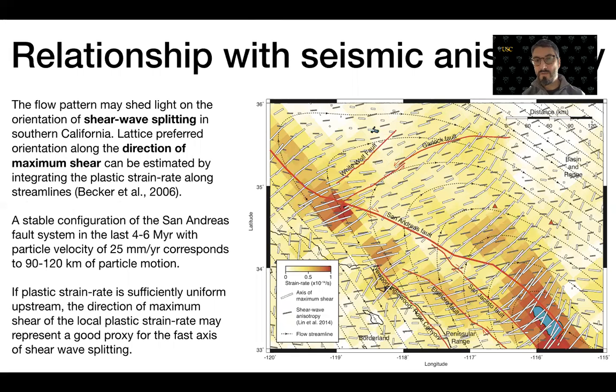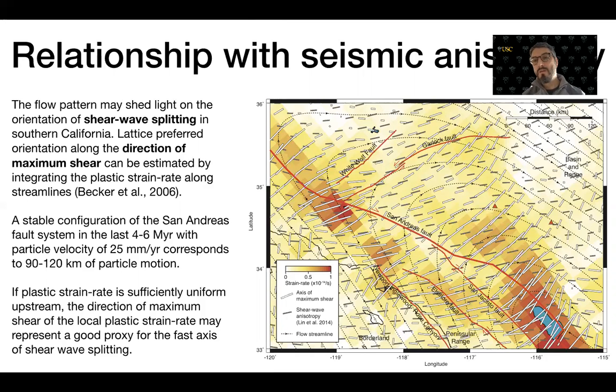Plastic strain rate also shows a strong agreement with the orientation of seismic anisotropy in the Mojave mantle. Seismic anisotropy can develop with lattice preferred orientation, which accrues with plastic strain. So the plastic strain rate provides some indication about the orientation of plastic strain. However, a more accurate model must incorporate how the plastic strain rate evolves throughout streamlines.